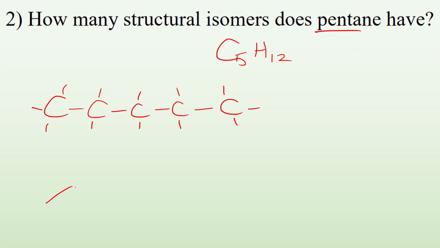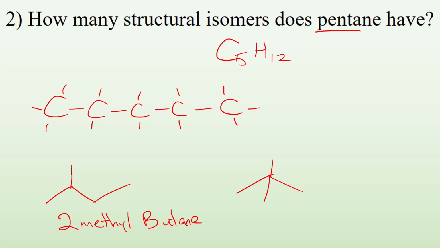Well, we can have butane with a methyl group coming off of it. So this would be 2-methyl butane. And technically, you wouldn't really need the 2 there because there's only one place that methyl group can go where it'd still be butane. And then you could also have propane. And on that middle carbon, 2 carbons coming off. We would call this dimethyl propane.